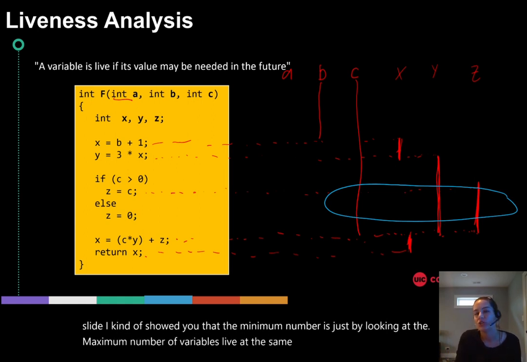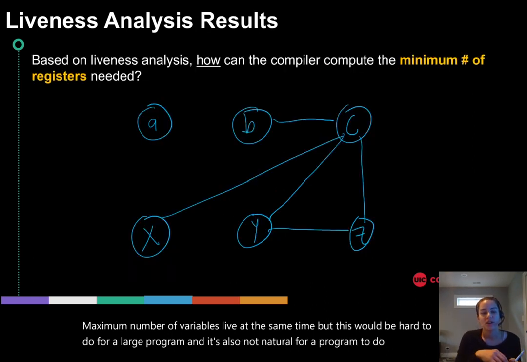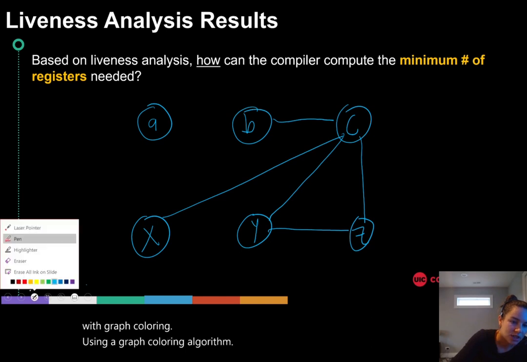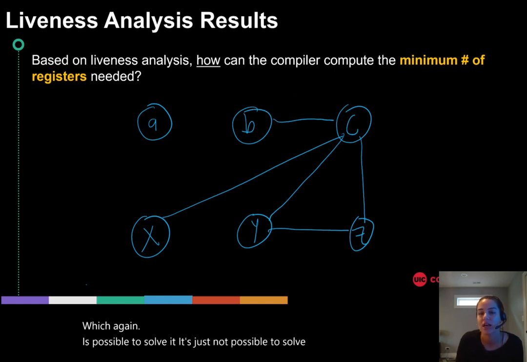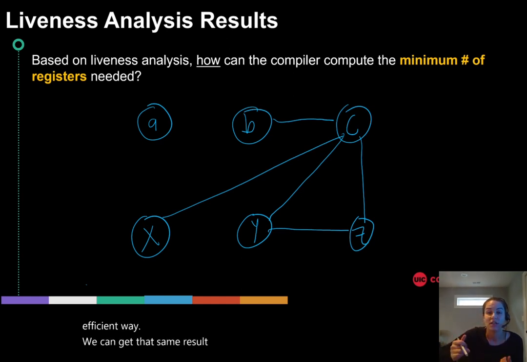But this would be hard to do for a large program, and it's also not natural for a program to do, right? But with graph coloring, using a graph coloring algorithm, which again is possible to solve, it's just not possible to solve deterministically in an efficient way, we can get that same result by just doing graph coloring.